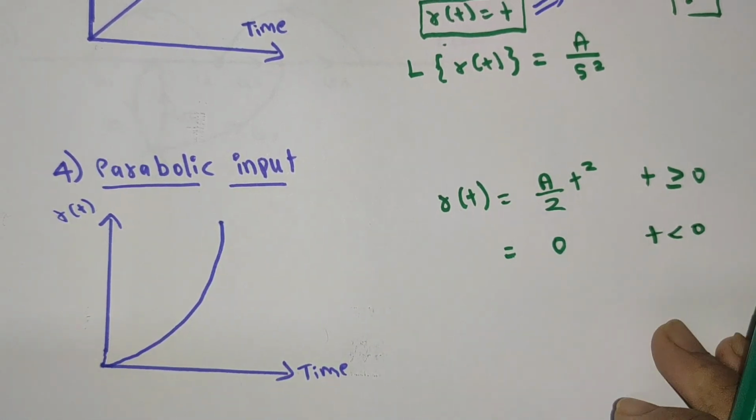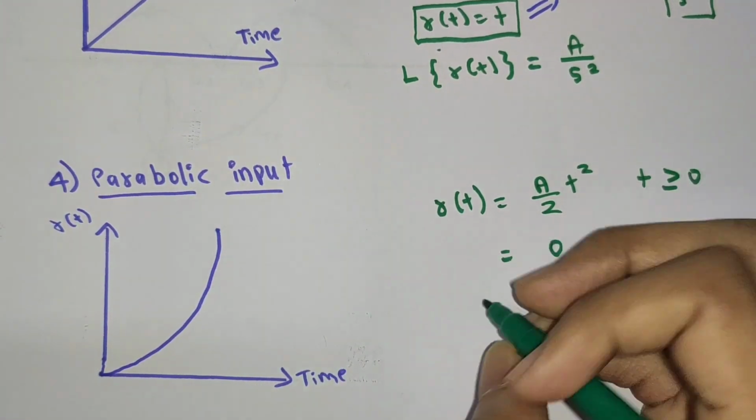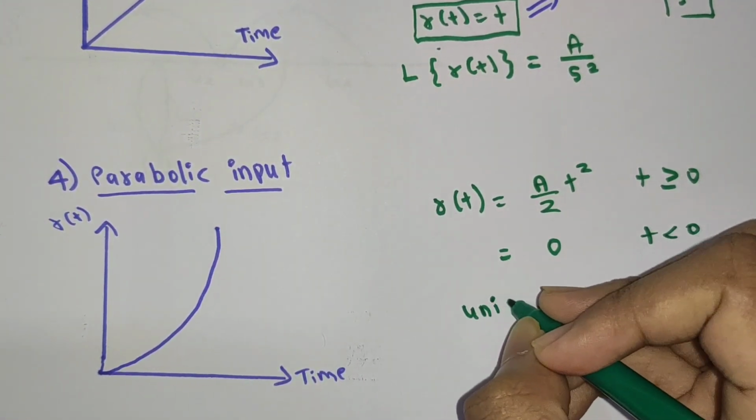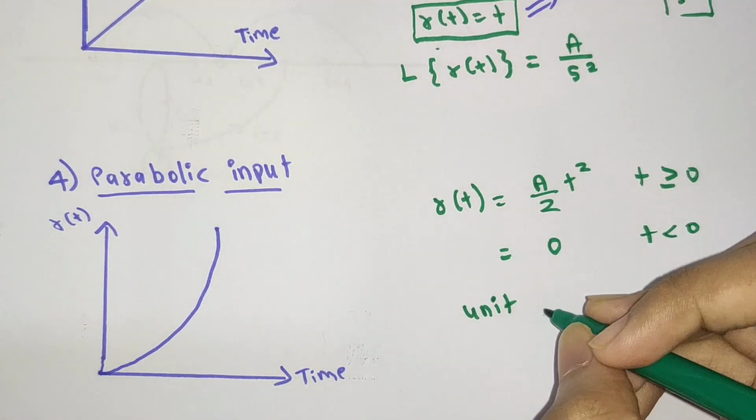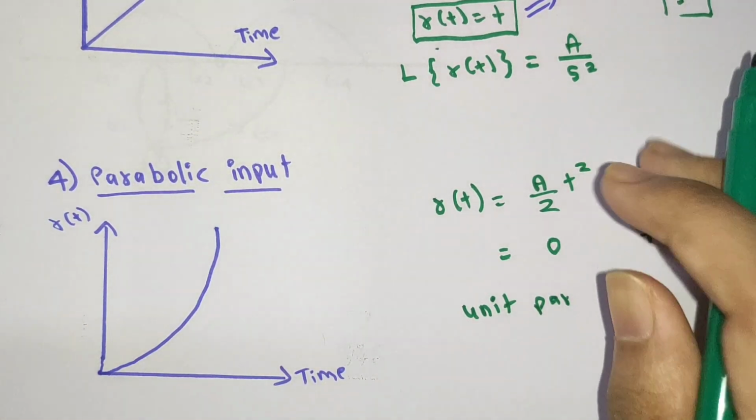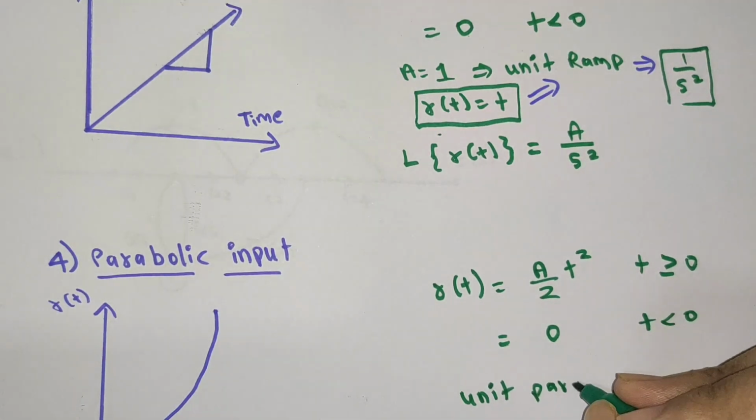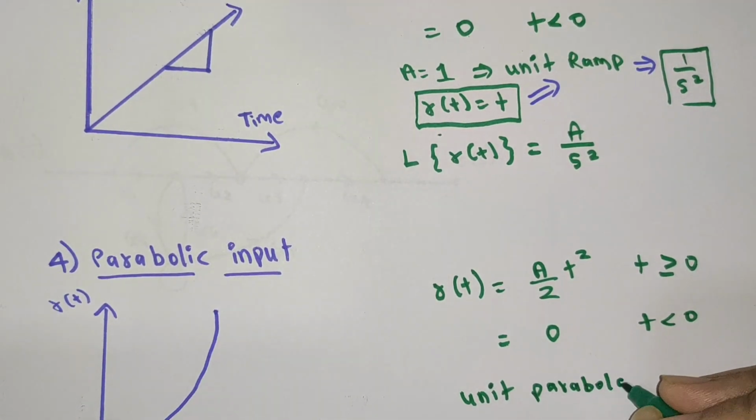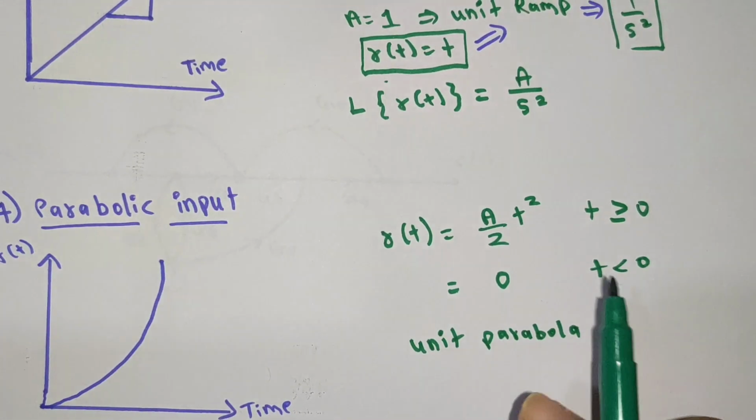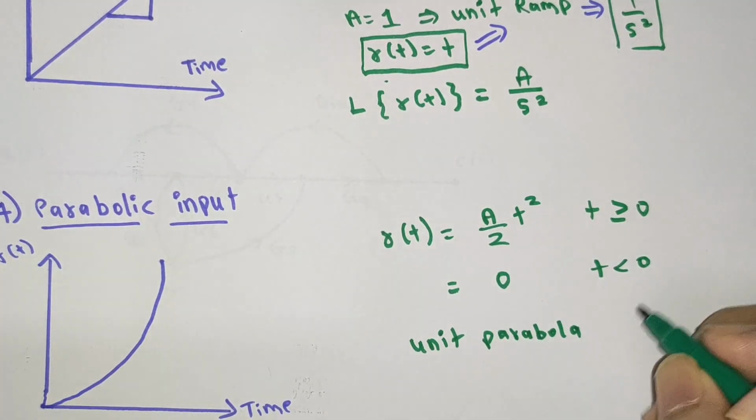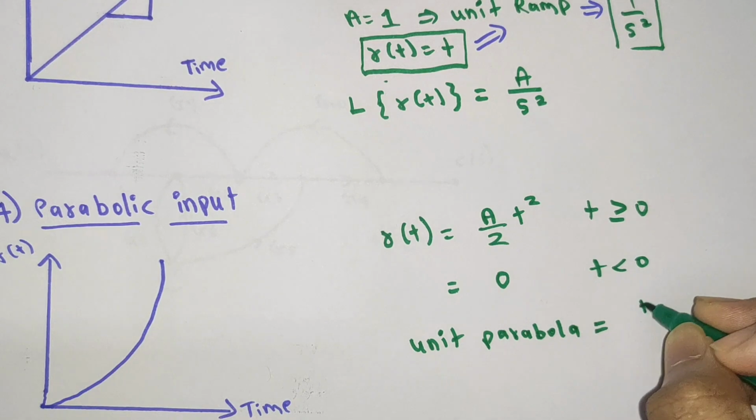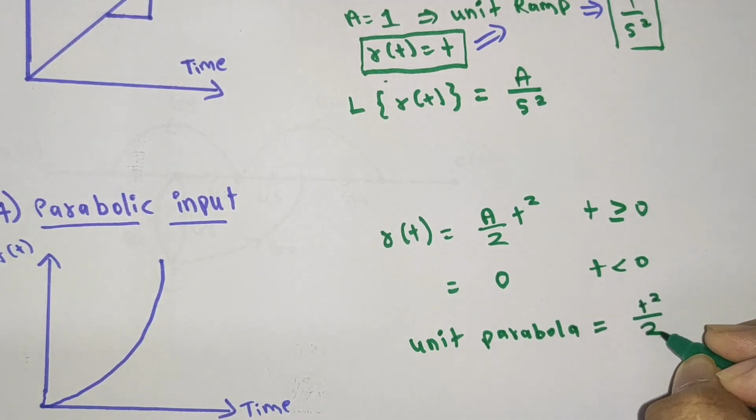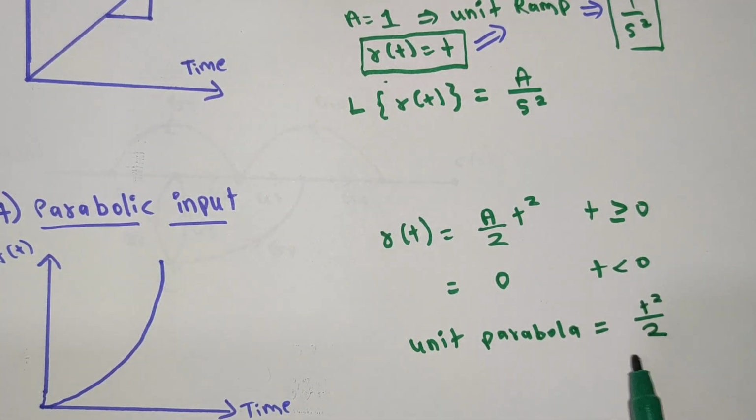And now you can write here unit parabola, like we have done with the unit ramp. Unit parabola means substituting the value of a. So if you substitute a equals 1, the value will be t square by 2. This will be the value for the unit parabola.